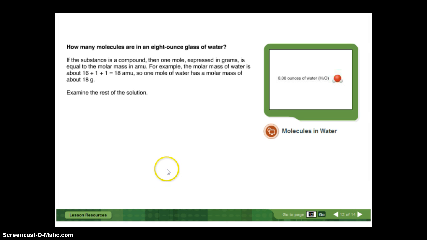How many molecules are in an 8-ounce glass of water? If the substance is a compound, then 1 mole expressed in grams is equal to the molar mass in AMU. For example, the molar mass of water is about 16 plus 1 plus 1. This 16 is from the oxygen. Where are these 2 1s from? The fact that there's 2 hydrogens in H2O. Added up, you get 18 AMU. So 1 mole of water has a molar mass of about 18 grams.